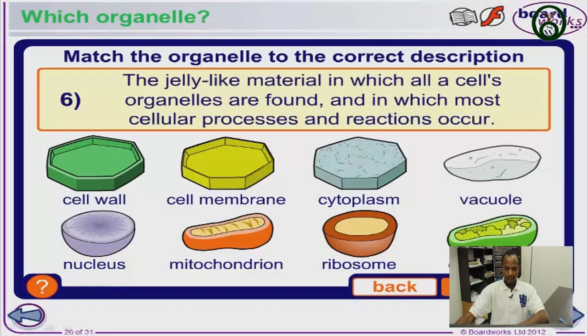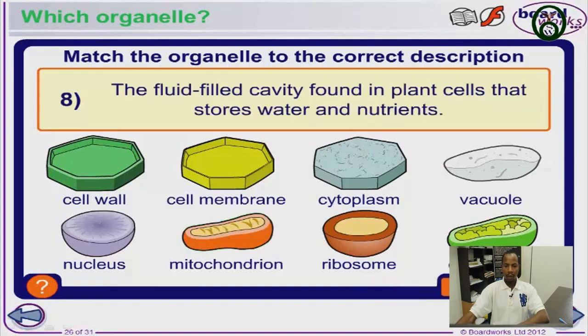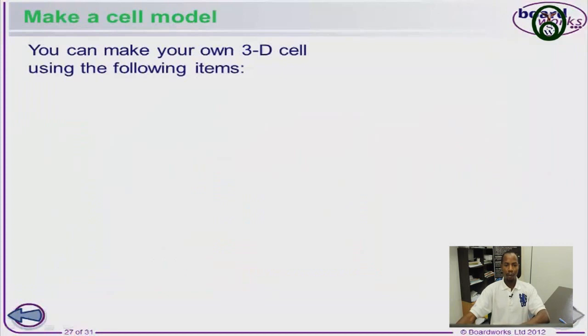We go to the next question. The jelly-like substance, cytoplasm. Yes, great. We go to the next one. The site of energy released by respiration. Which of them? Ribosome? No. Mitochondria. Great. Good. Now let's go to the next one. The fluid-filled cavity found in plant cells that stores water and nutrients. Vacuole, right? Like we've explained before. That's great. So these are the specific functions.